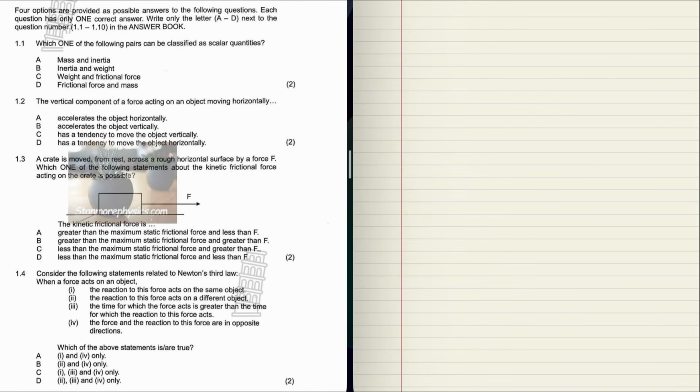Let's take a look at this paper. Question 1.1. Which one of the following pairs can be classified as scalar quantities? Now, in order to answer what scalar quantities are, we should know what our vector quantities are.